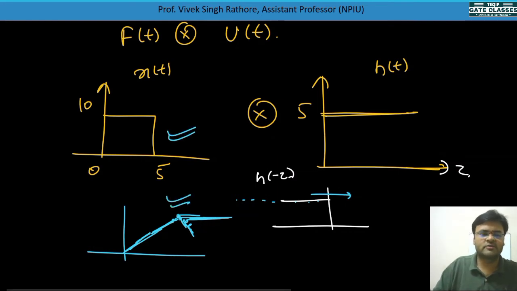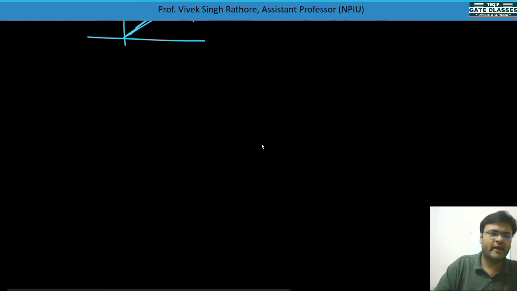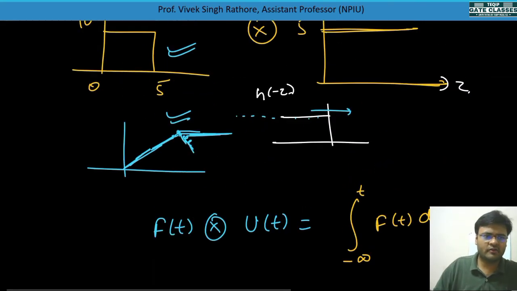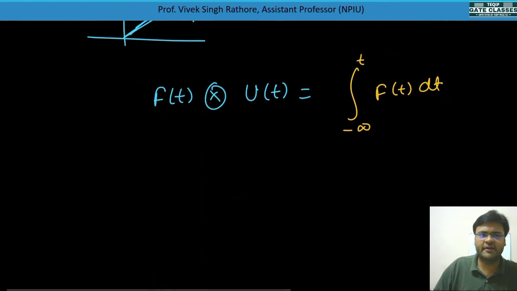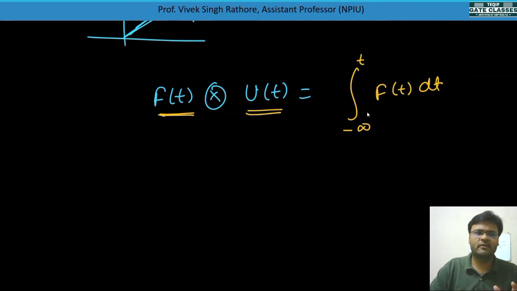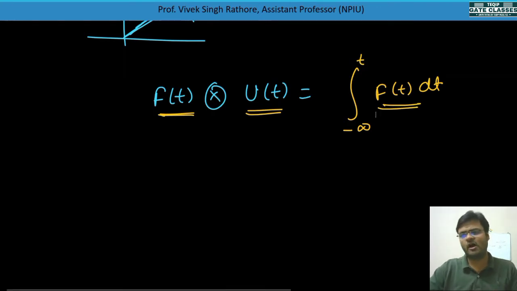So what I was about to tell you is that any signal convolved with a unit step signal is always the same as the integration of f(t) dt. Up to whatever t was there, it will integrate the value. So if you have been given the question f(t) convolved with u(t), you can directly integrate your signal from minus infinity to t of f(t). You will get the same output.